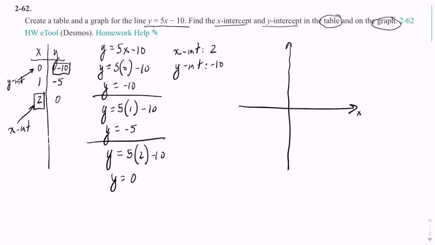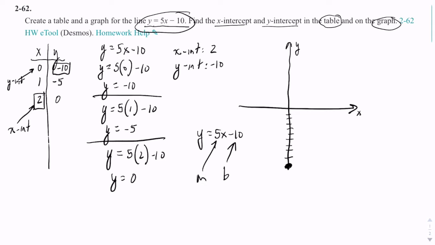So x, y. Let's graph the points in our table. The first point was 0, negative 10. So 0, negative 10, then counting down 1, 2, 3, 4, 5, 6, 7, 8, 9, 10, right? And then if I look up here, y equals 5x minus 10, the negative 10 is the y-intercept. That's the point I just graphed. And the 5 is the slope, right?